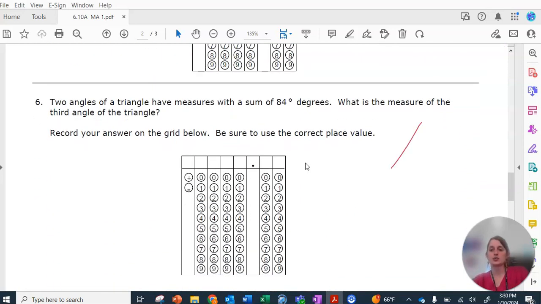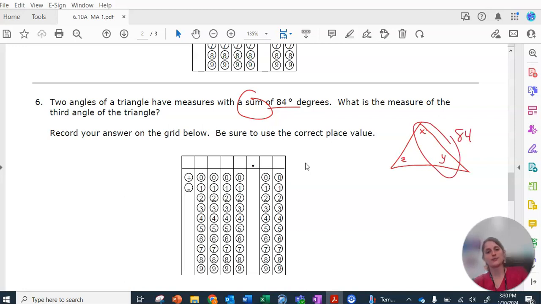And the last one, I drew you a little hint because we have not officially covered this yet. Triangles, tri means 3. We can probably tell the triangles have 3 sides and 3 angles. 2 angles of the triangle have a sum of 84 degrees. That means if I call this X, Y, and Z, these 2 added together makes 84. I want to know what this one is.